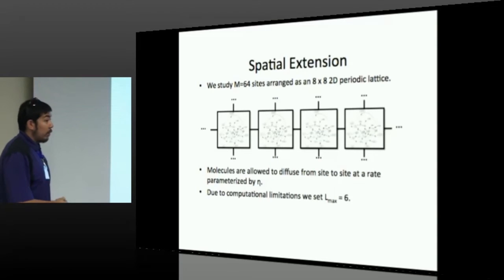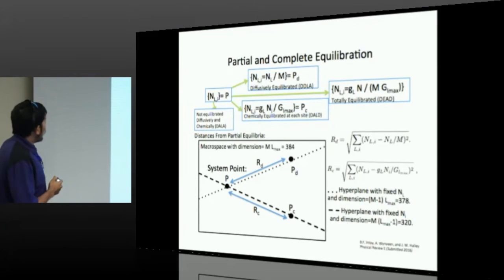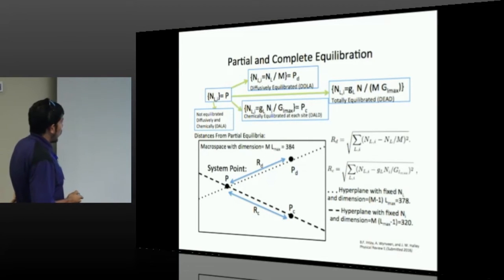So now that we have a space in our model, not only can we chemically equilibrate, we can diffusively equilibrate. I just wanted to go over how the system can be partially and completely equilibrated. Now that we have space in the model, our polymer length distribution also depends on space, and we label that point P in this macrostate space with 384 dimensions.